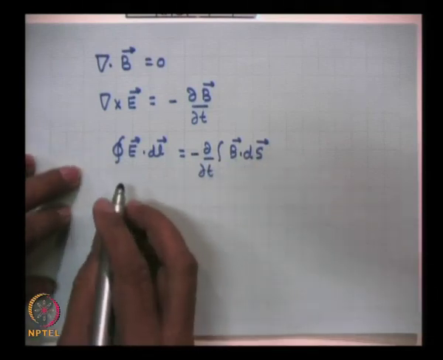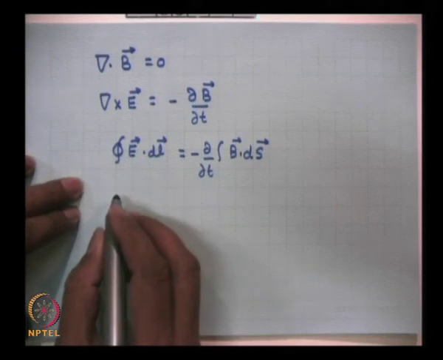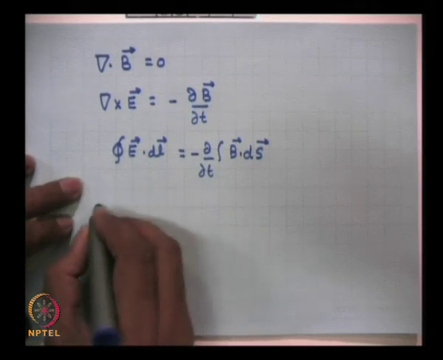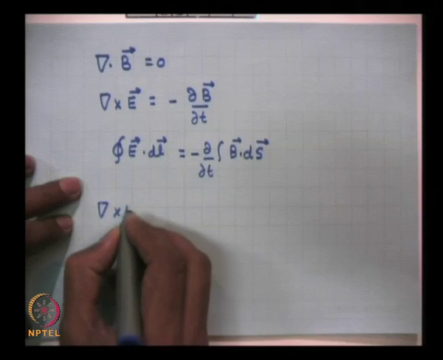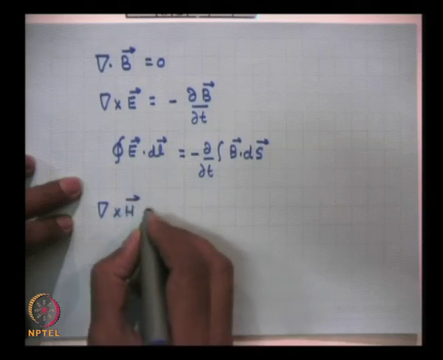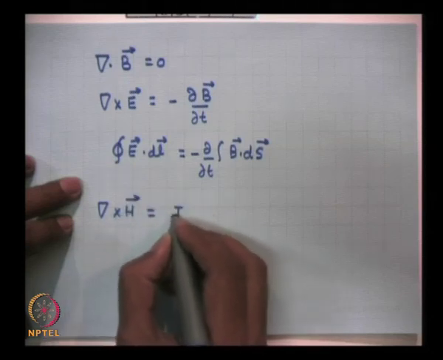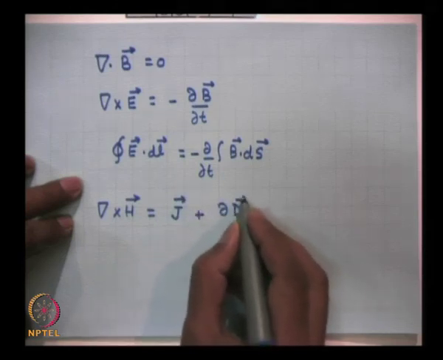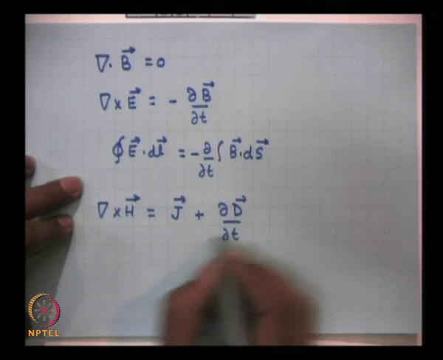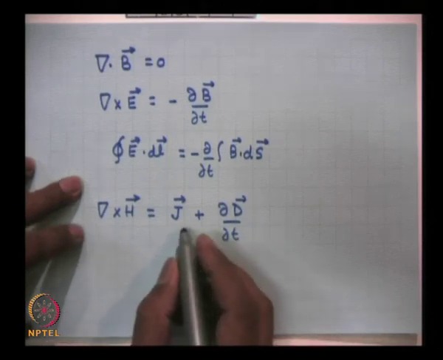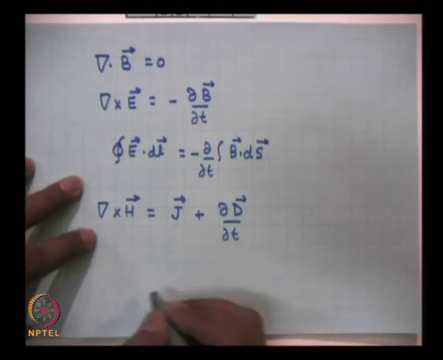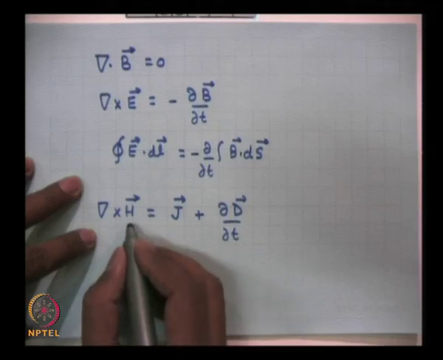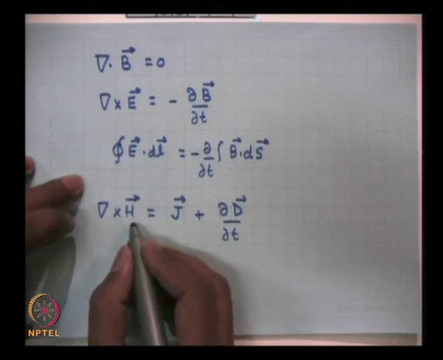And the fourth Maxwell equation is a generalization of Ampere's law, which says that curl of H is equal to J plus delta D by delta T. J is known as the current density and H is related to the physical quantity B, the magnetic field.